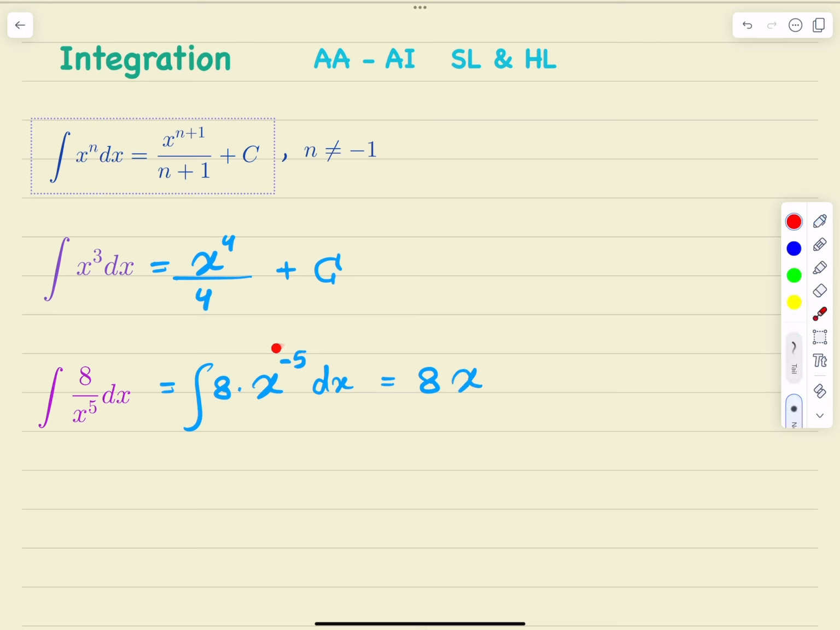So now we integrate normally here. We will add 1 to this power -5, then we get -4 and divide by the same new power plus c, which will be now 8 divided by -4 would be -2, and then we will put the x power of -4 down back and reverse the sign again. So it will be x power of 4 plus constant c.